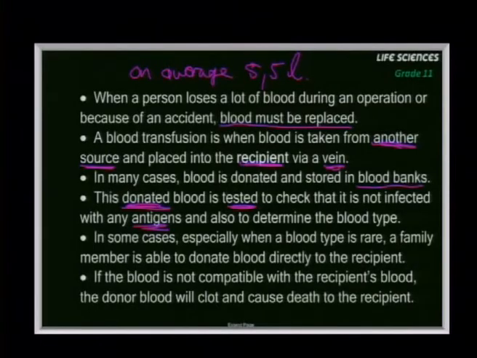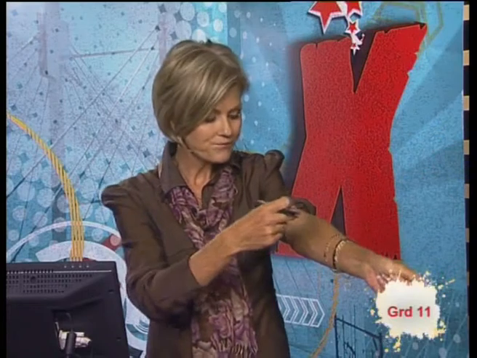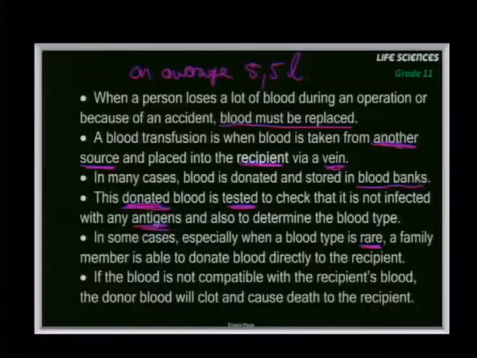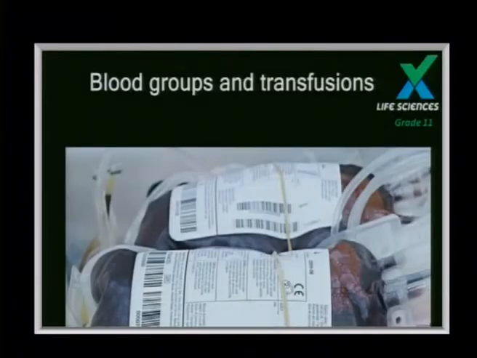In some cases, especially when the blood type is rare, like AB negative or B negative, a family member is able to donate blood directly to the recipient. So what they'll do is they'll have you sitting there, they'll stick a needle in here, and they'll just link it up to the person. If the donor blood is not compatible with the recipient's blood, when you're having a direct transfusion, it will clot, and it will cause death of the recipient. So you can't just go giving people the wrong blood.